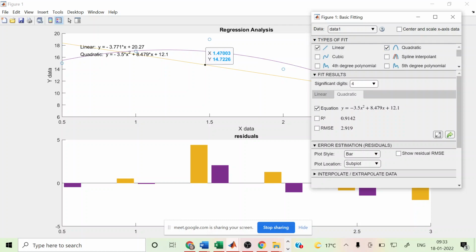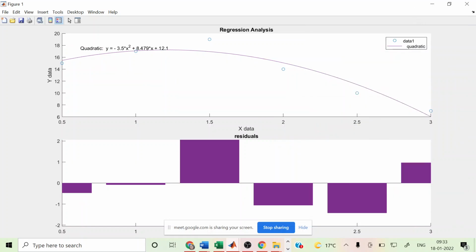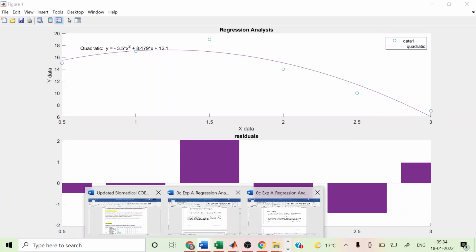Now I will remove the linear so that you can see only the parabola, or quadratic equation, and it is better. It fits all the values now. You can see that the errors have been minimized. If you do a comparison, then you will easily be able to understand. Otherwise, we can see that the error has minimized compared to the linear regression. Okay. Now we will come to the point.